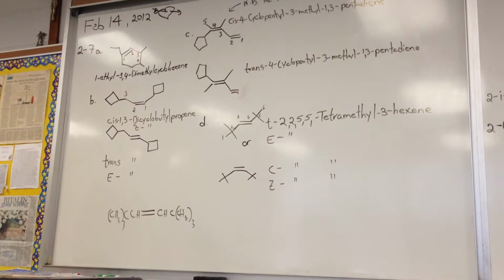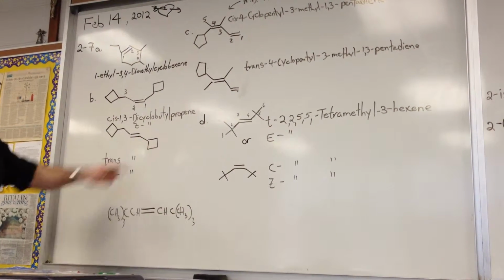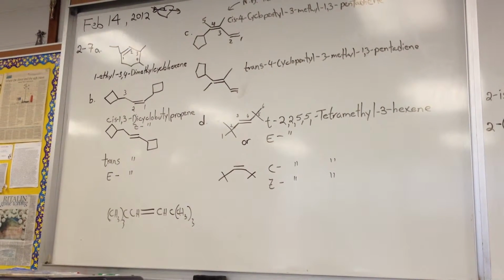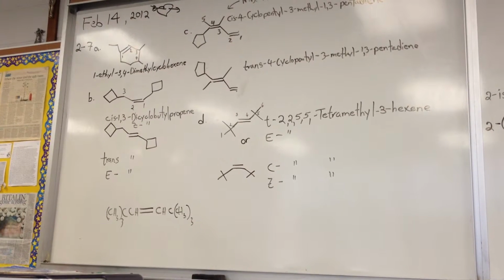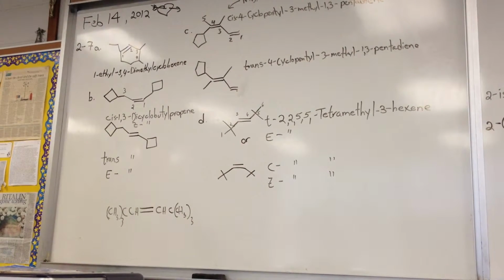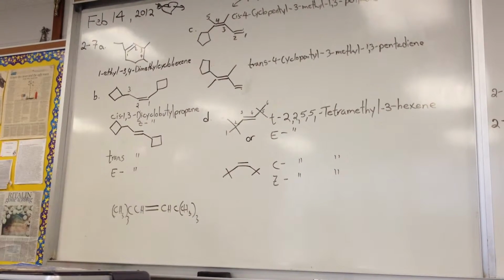The second diagram, we name it as a propene with 2 cyclobutyl substituents. Now, whenever you have a double bond, there's the possibility that you have unequal groups attached to the double bond. Whenever that happens, there's the possibility of cis-trans isomerism, and this is one case of that.